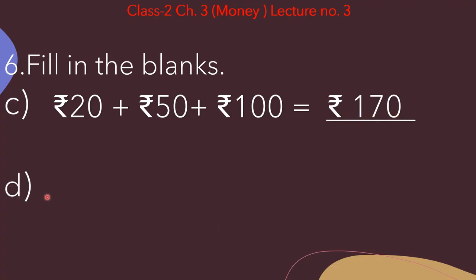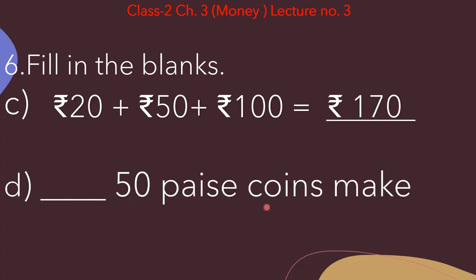Now in D part, it is given dash 50 paise coins make rupee 1. So, beta, here we have been given the unit paise and here the unit rupees. First of all we have to make this a similar unit, meaning the same unit. We know that in 1 rupee there are 100 paise. So here we will write rupee 1 is equal to 100 paise. Now we have to count how many 50 paise are there in 1 rupee. So 50 plus 50 is equal to 100. So 2 50 paise coins make rupee 1.